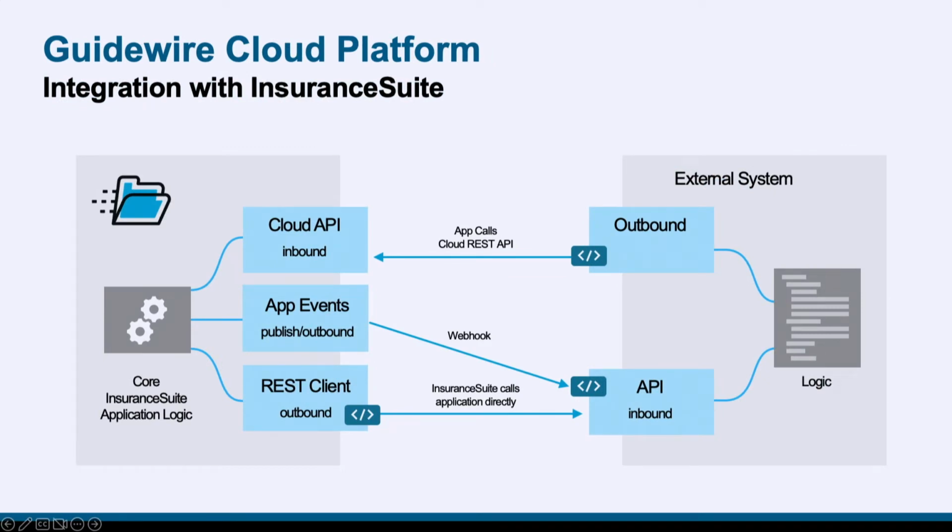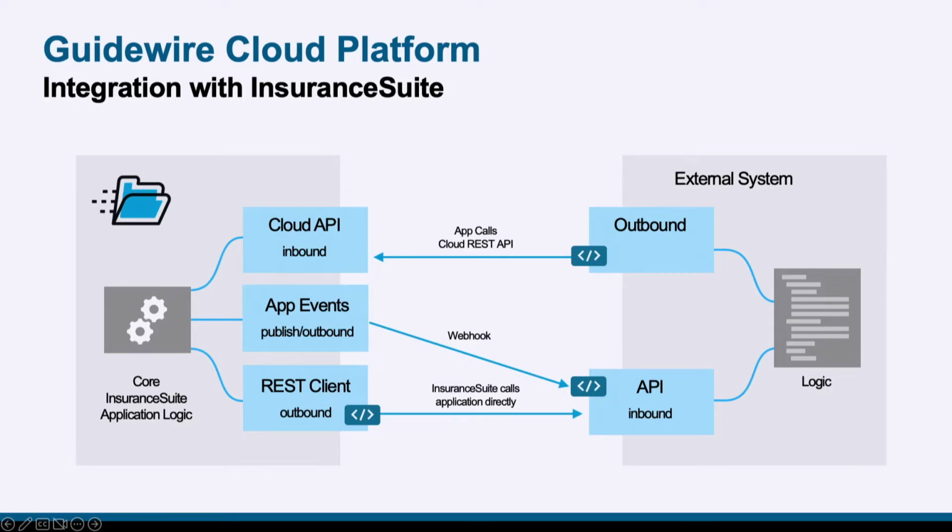Before I get into Integration Gateway, I want to share how all these integration capabilities come together. On the left-hand side you see InsuranceSuite, and on the right-hand side an external system. You have Cloud API, the standard inbound REST API where an external system can call into InsuranceSuite.